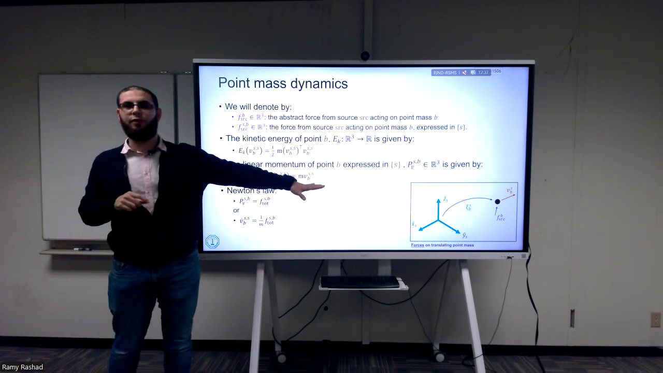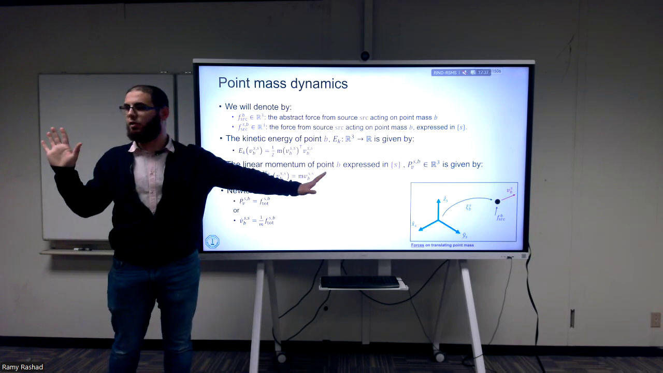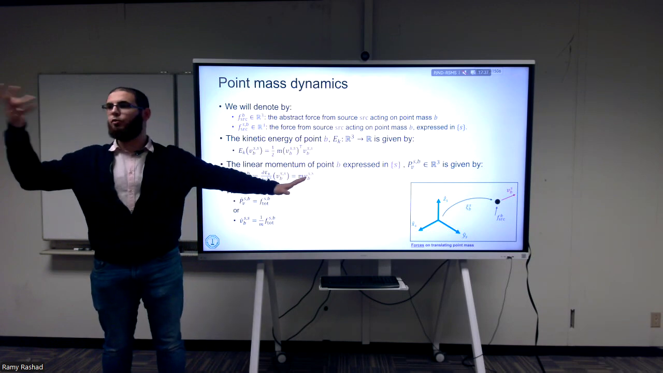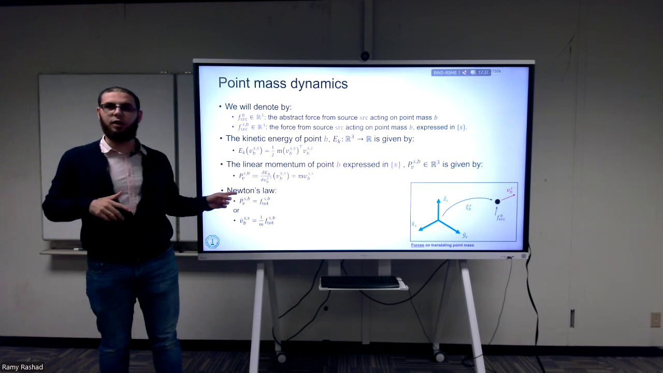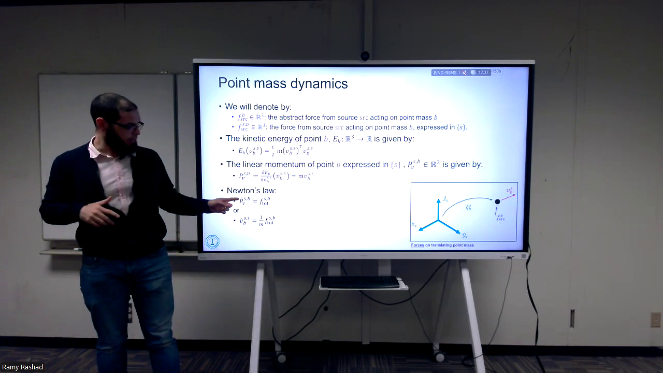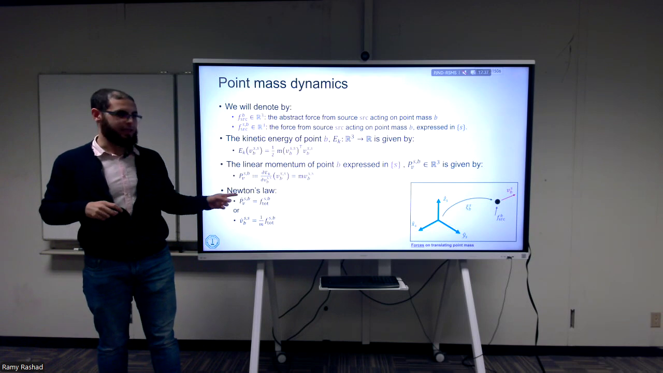Of course, here we're talking about a point mass and we have one frame, so it's trivial. Later on, you can imagine what will happen when we go to frames that are moving around. So for Newton's law, we can only talk about it in a stationary frame. That's why we have here P v B expressed in S.